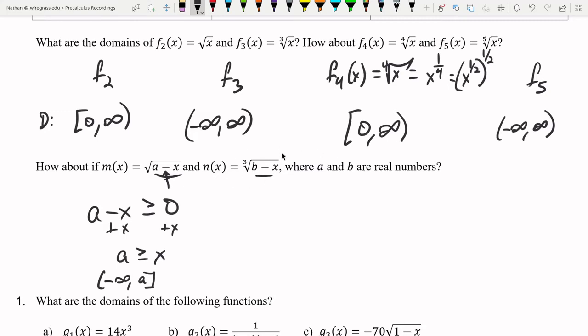And we already looked at this thing. Everything is fine here underneath the cube root. So this was m of x. N of x has a domain of everything.